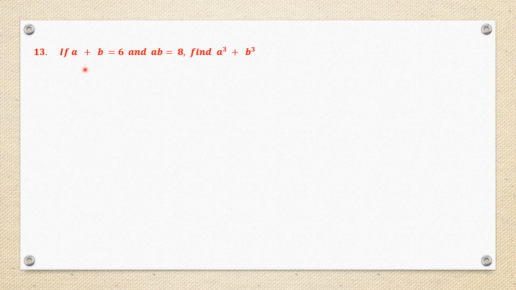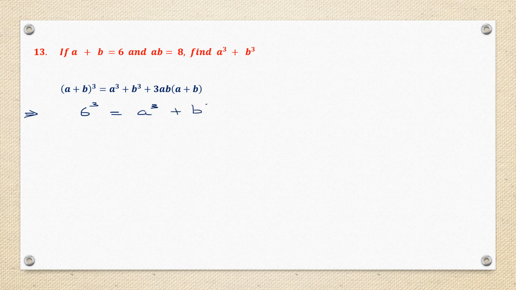Question 13. If a plus b is equal to 6 and ab is equal to 8, find a cube plus b cube. So apply the formula for a cube plus b cube, and that is a plus b the whole cube is equal to a cube plus b cube plus 3ab into a plus b. Let's simplify this. Now here a plus b the whole cube is already given to us. a plus b is 6. So that means 6 cube is equal to a cube plus b cube.